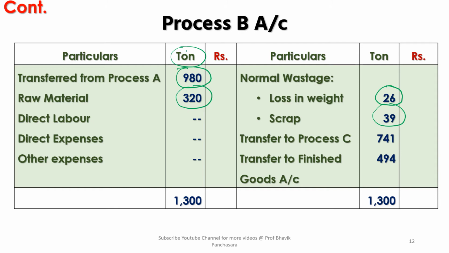So here we can calculate that 60% of the material produced in process B is 741 ton, and the remaining 40%, that is 494 ton, is transferred to finished goods account. Now we will make the total of this ton column on both sides, and these will tally at 1300 ton on both sides.